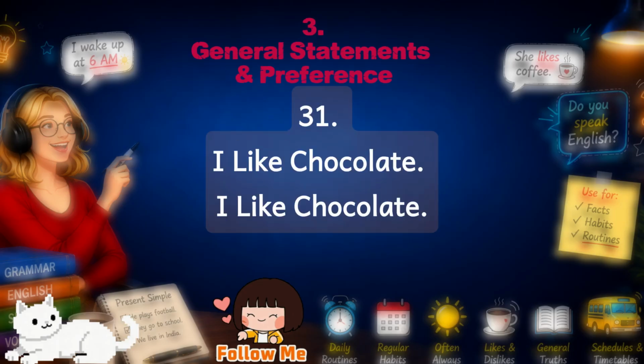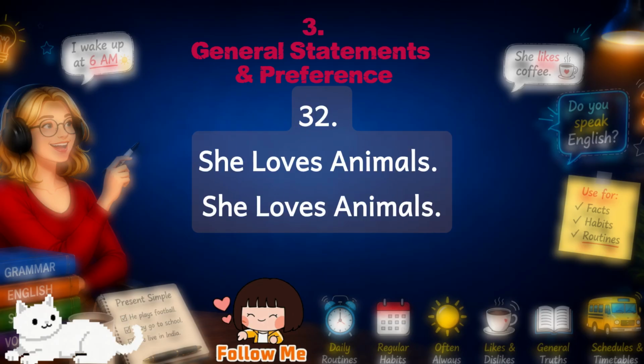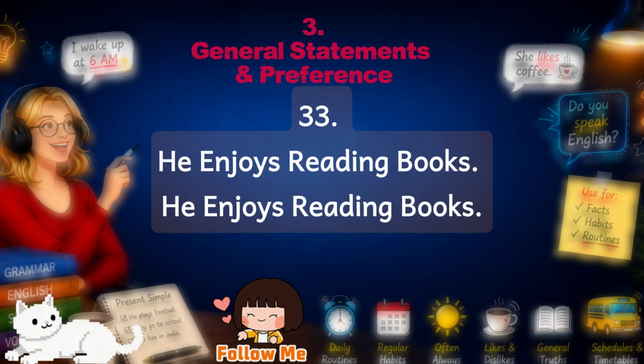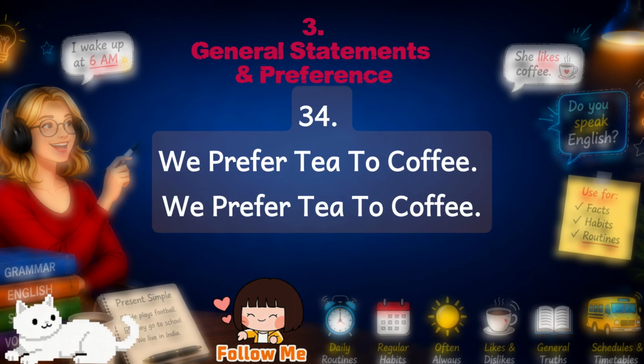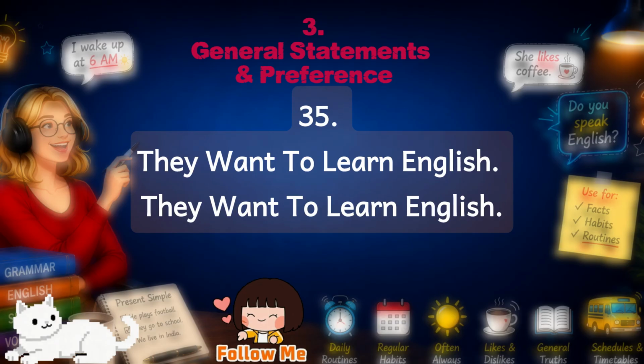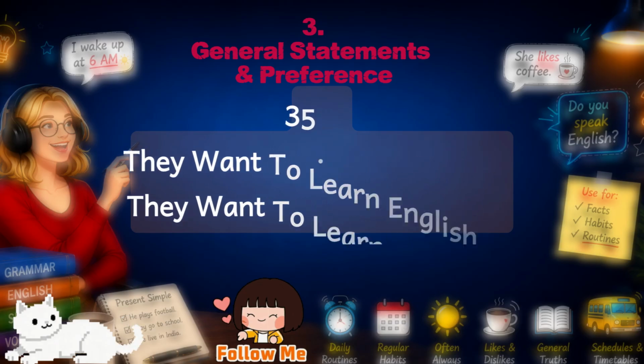31. I like chocolate. 32. She loves animals. 33. He enjoys reading books. 34. We prefer tea to coffee. 35. They want to learn English.